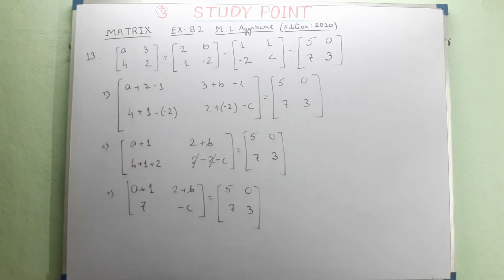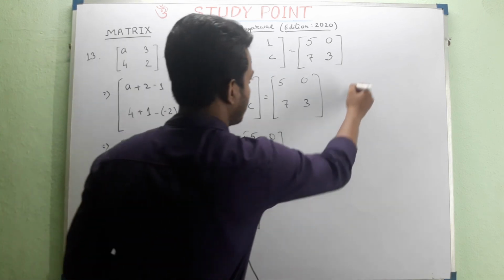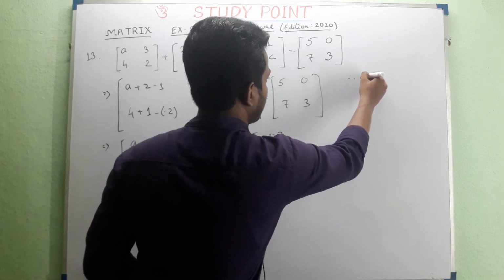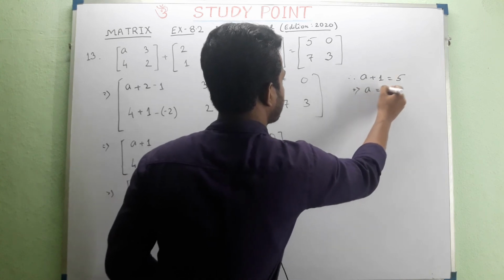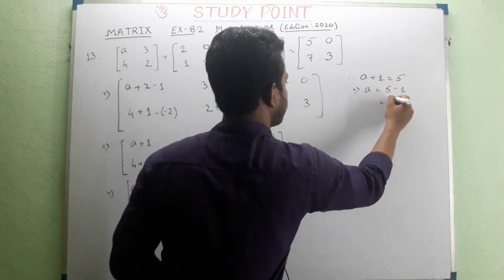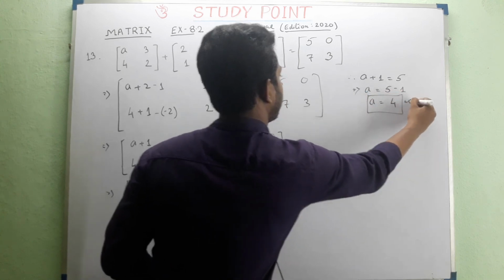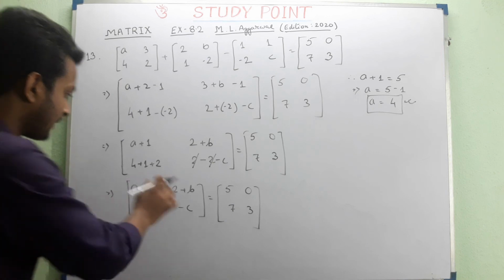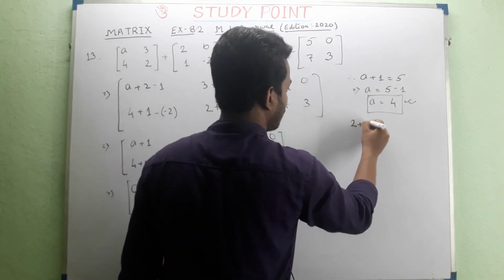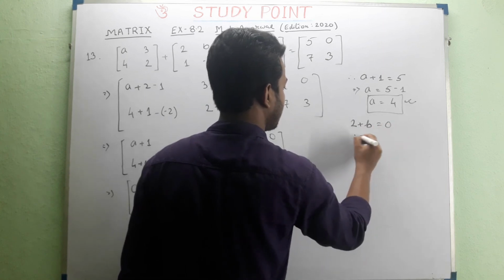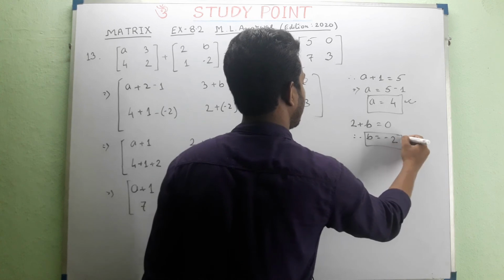Now by comparing both sides, we can say a plus 1 is equal to 5. See, I am writing over here, a plus 1 is equal to 5. From here a is equal to 5 minus 1, that is equal to 4. So this is the value of a. Now this one, 2 plus b, that is equal to 0. 2 plus b is equal to 0, therefore b is equal to minus 2. This is the value of b.